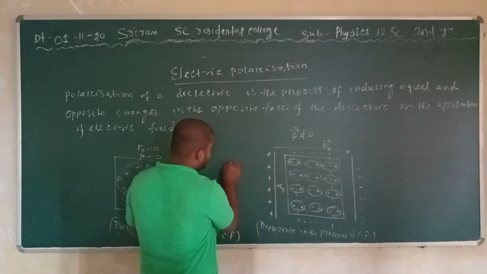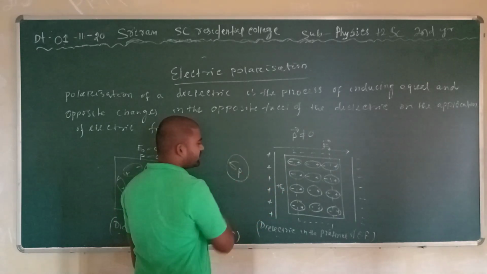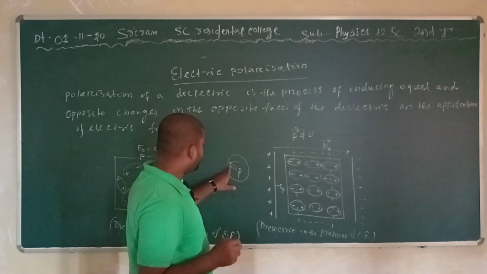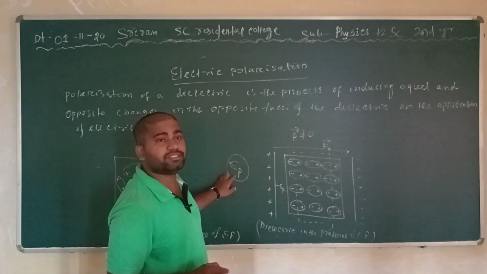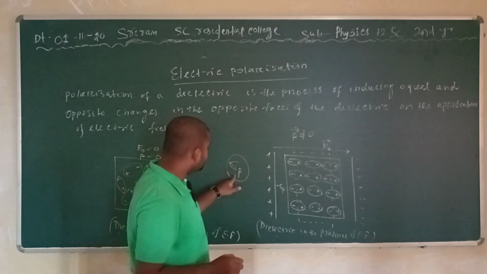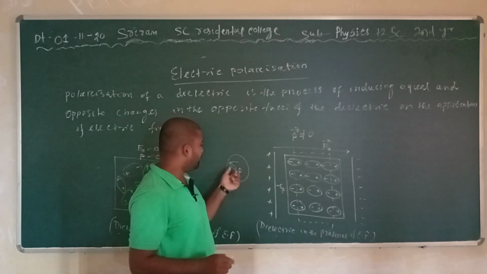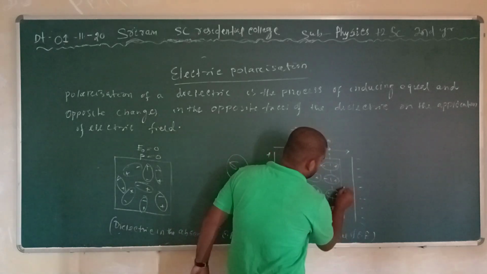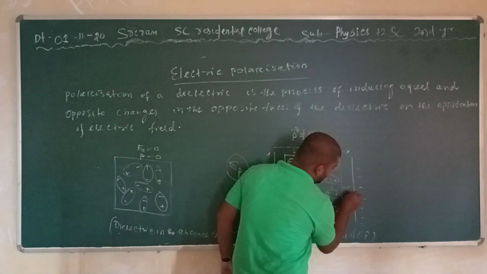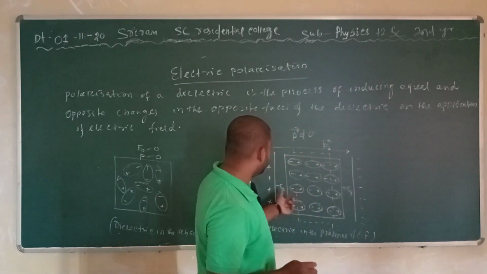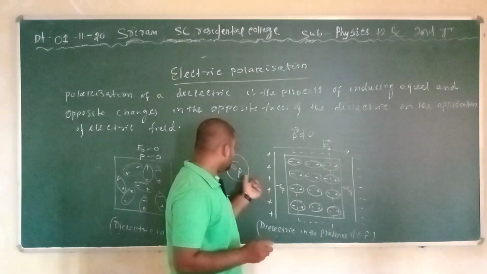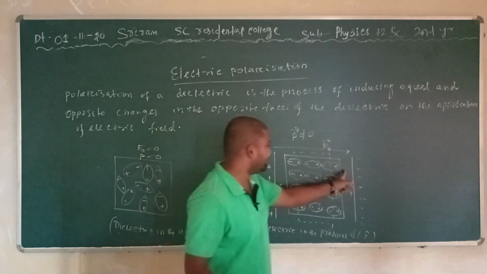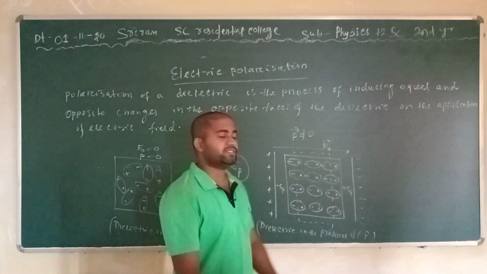So right here, sigma p. What is sigma p? Sigma p means it is the polarized surface charge density, or polarized charge density, of the dielectric, and on this side there is a production of plus sigma p. Here p means polarized, polarized surface charge density, and here this is also polarized surface charge density.